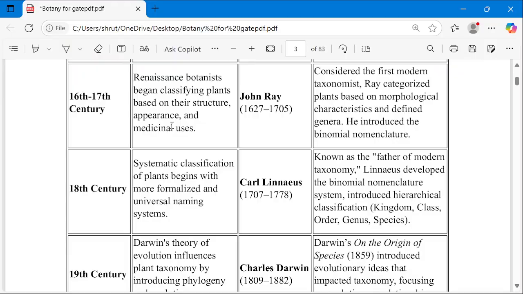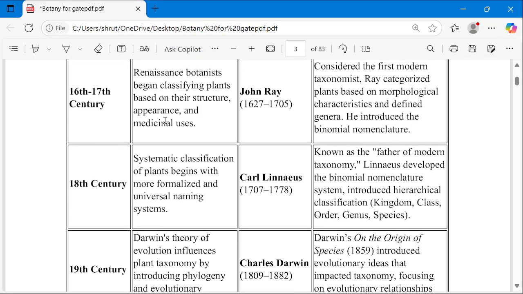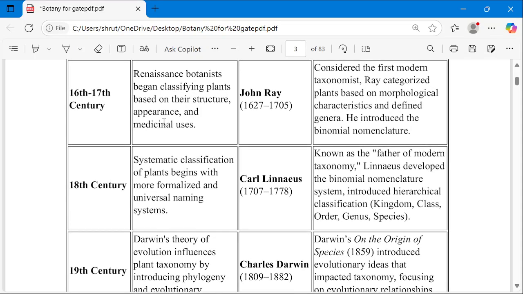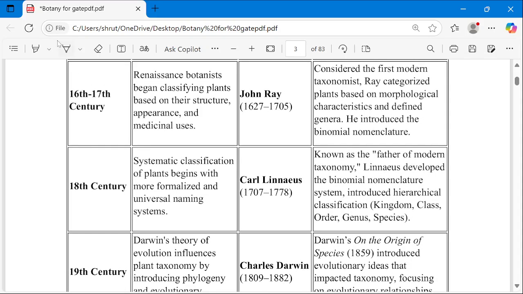the 16th and 17th century. Here, after the Renaissance, botanists began classifying plants based on their structure, appearance, and medicinal uses. The main scientist working here was John Ray, 1627 to 1705. He is considered the first modern taxonomist.